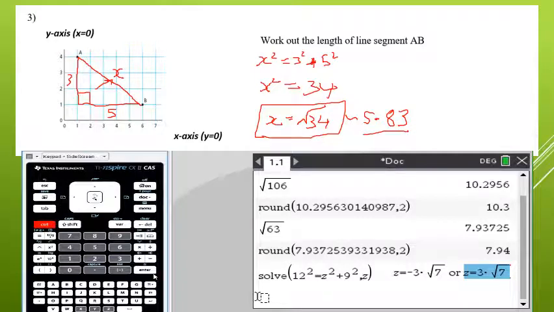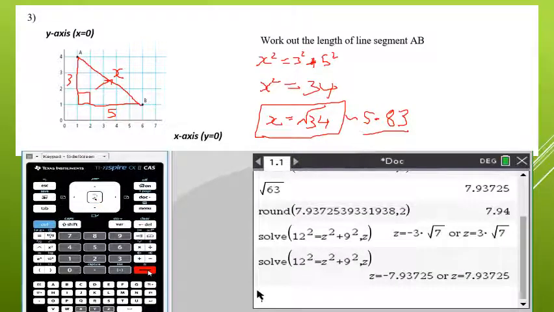If I go Control Enter, oh, sorry, I need to be down there. If I go Control Enter, I'll get the answer there as approximately 7.94, just like we got up here. Alright, so that's how we can use our calculator for Pythagoras problems.